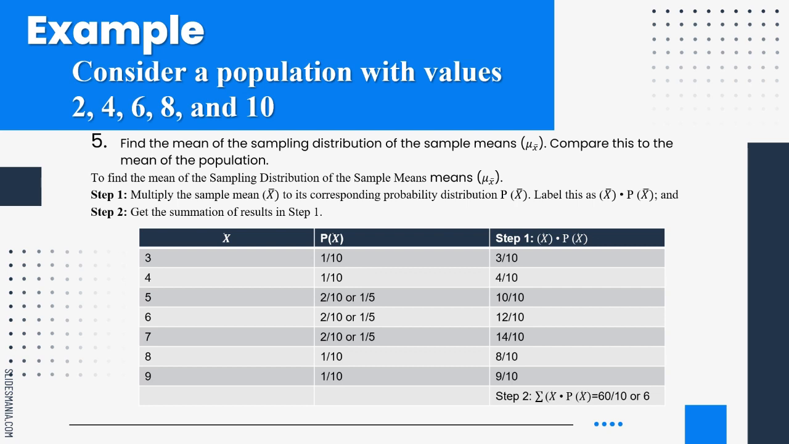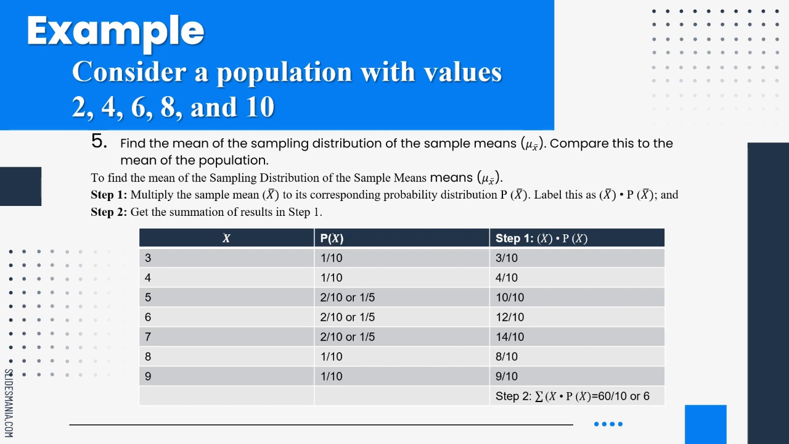Step 1, multiply the sample mean, our x bar, to its corresponding probability distribution, that is P of x bar. Label this as x bar multiplied to P of x bar. And step 2, get the summation of the results in step 1. We have our x bar, that is 3, 4, 5, 6, 7, 8, and 9. And we have the probability, that is the P of x bar, that is 1/10, 1/10, 2/10 or 1/5, 2/10 or 1/5, 2/10 or 1/5, and 1/10 and 1/10.